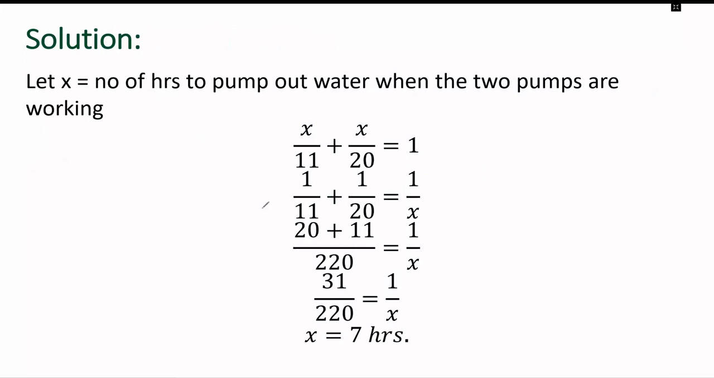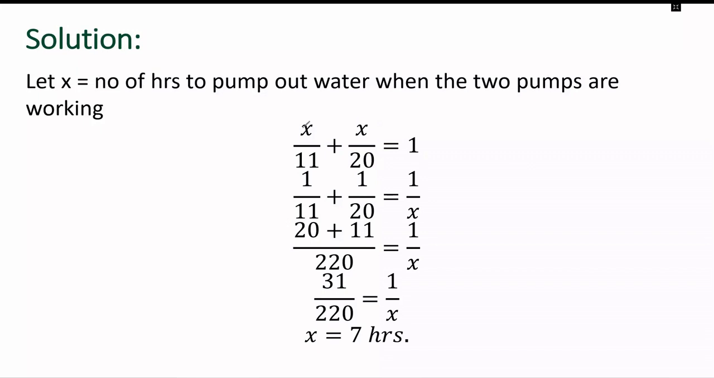Okay, so let's look at the solution. Let x be the number of hours to pump out the water when the two pumps are working together. So individually, we add the work that they are doing individually. The trick here is the total work is x, so we divide x by 11 for one of the pumps, and then we add x over 20 for the second pump. So that is the equation.